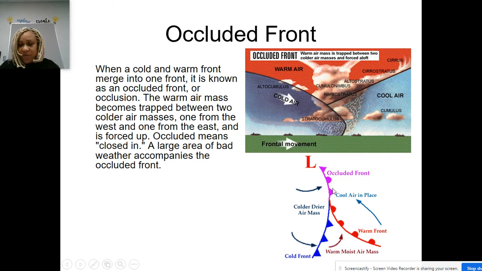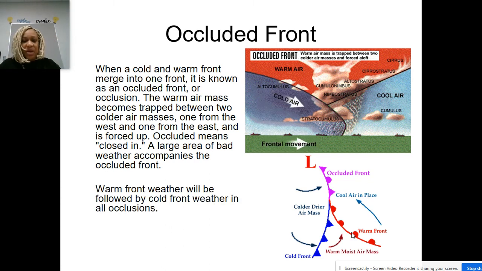So here is your symbol for an occluded front. Notice you have the cold front right here merging into the warm front, and they became one. And so now they are going together, right? They're occluded, they're converged. So warm front weather will be followed by cold front weather in all occlusions. Say that again: warm front weather will be followed by cold front weather in all occlusions. Why? Because warm air rises, cool air sinks, so the warm air is already moving on, going northward.